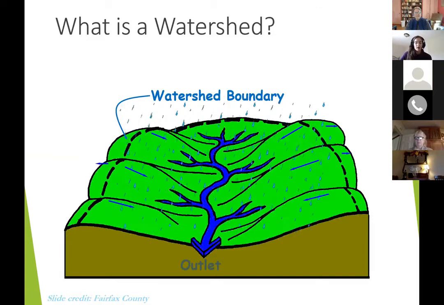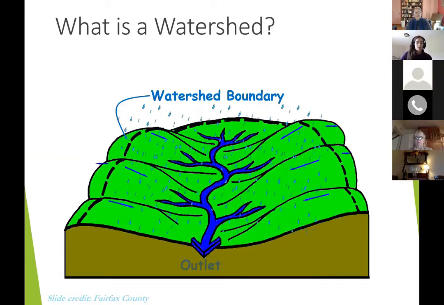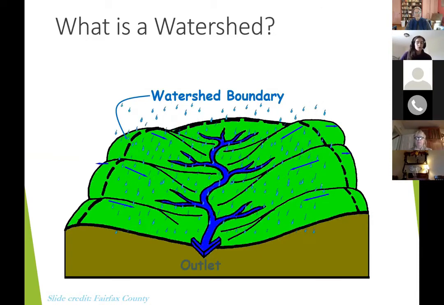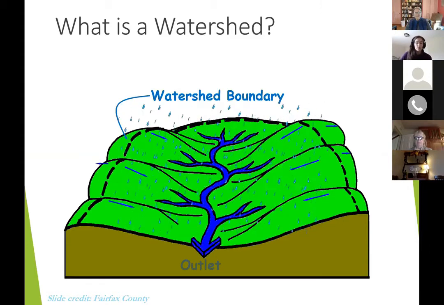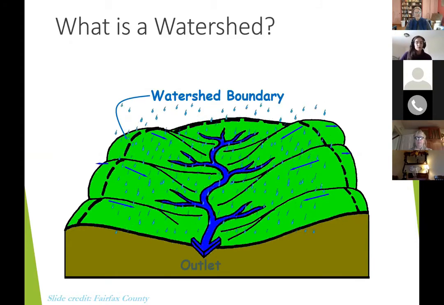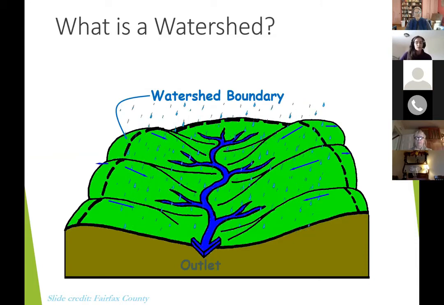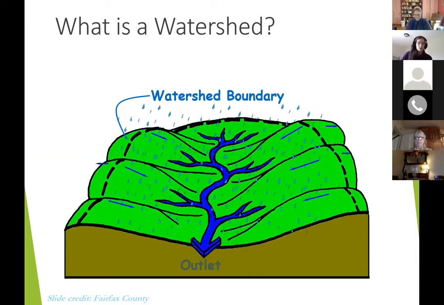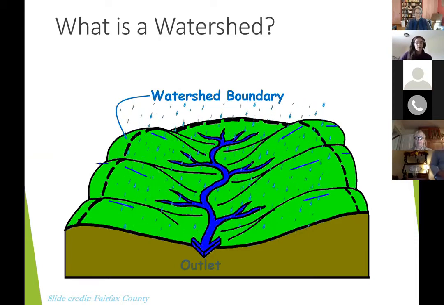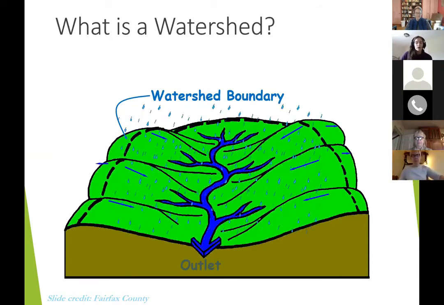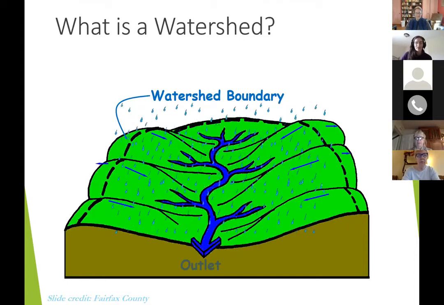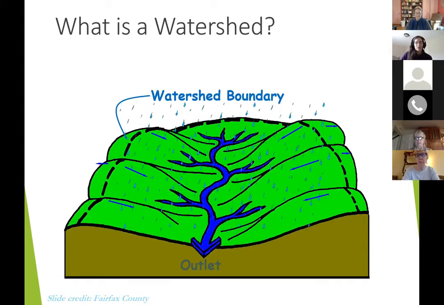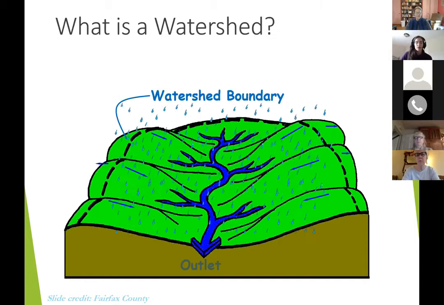So I like to think of describing the bathtub analogy. If you turn the water on in the shower, it's going all over the place in the tub, but eventually it's all draining and exiting through the drain. So no matter where that water is flowing, it's all taking all the soap and all the other stuff that falls into that tub into one spot and draining. So that's how you can think about a watershed.